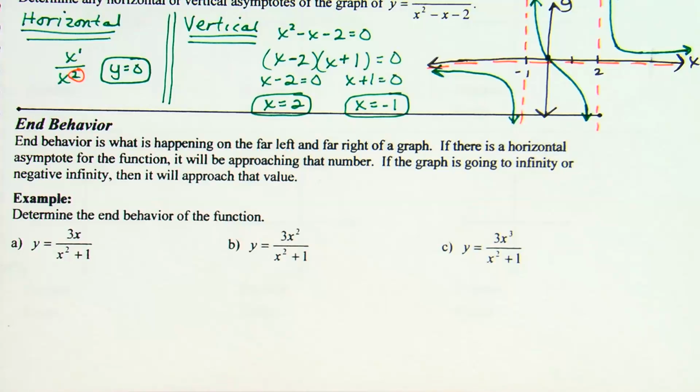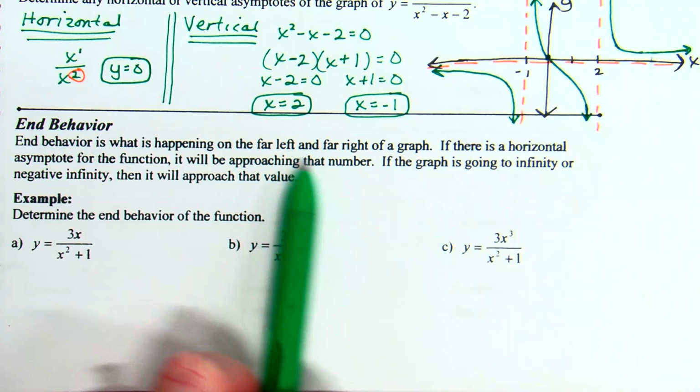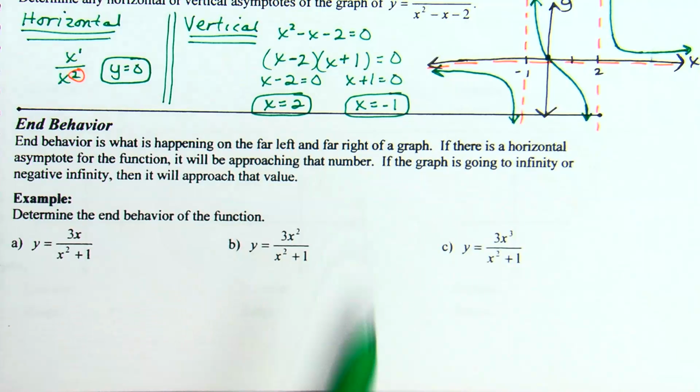So here, as you notice, end behavior is what is happening on the far left and far right of a graph. So basically, as x goes towards negative infinity and as x goes towards positive infinity. If there's a horizontal asymptote for the function, it will be approaching that number. So like we had a horizontal asymptote of 0. That means in my end behavior, my graph is approaching 0. Y equals 0. If the graph is going to infinity or negative infinity, then it will approach that value. Okay?